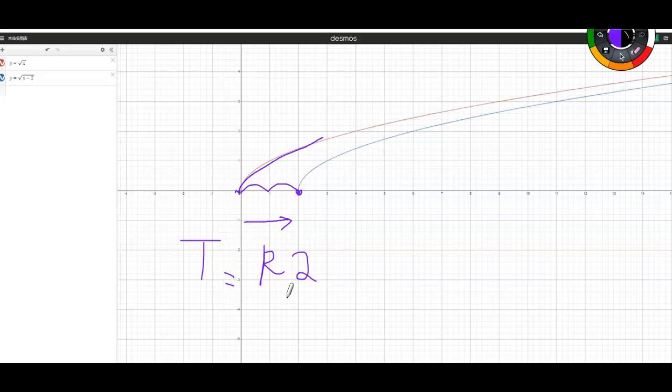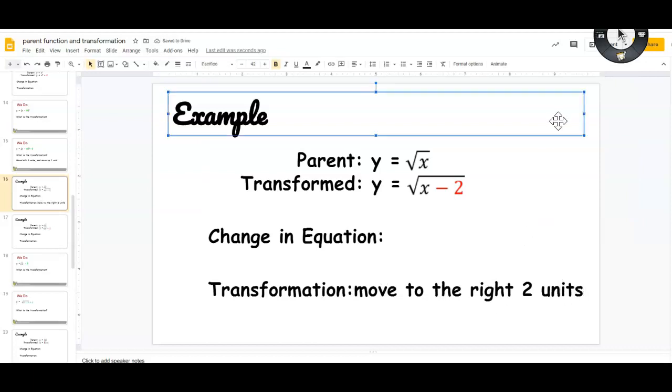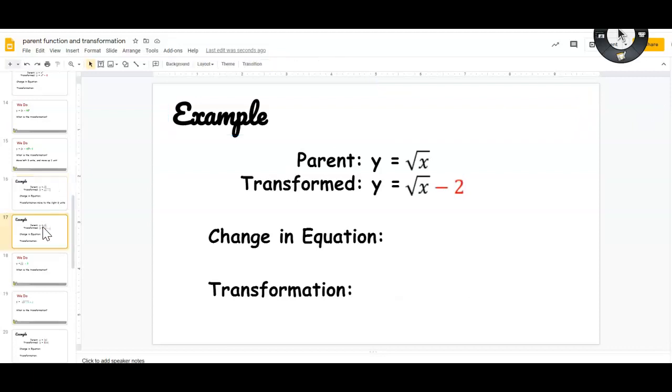What makes the parent picture move to the right 2 units? You subtract a 2 inside of the x. Okay, so your answer would be move to the right 2 units. Okay. And now let's look at another type of transformation.